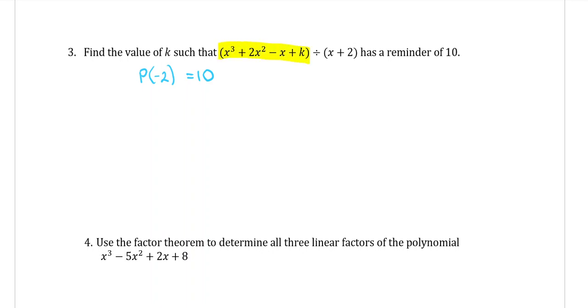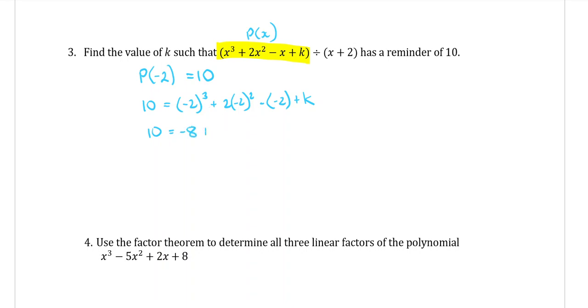And this one here, even though it doesn't say it in the question, that is the p of x, the polynomial that we've been given in the question. And I'll be able to solve the equation to find the k. So p of x is going to be equal to 10 when I sub negative 2 into the polynomial. So that's negative 2 cubed plus 2 lots of negative 2 squared minus 2 plus k. So negative 2 cubed is negative 8.